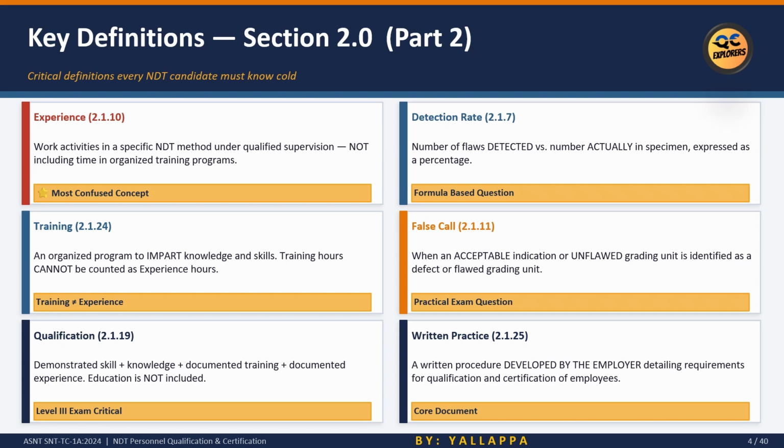Now another practical exam concept: detection rate. Detection rate is the number of flaws detected divided by the actual number of flaws present in the specimen. And false call means identifying an acceptable area as a defect. Too many false calls can fail the practical examination. Finally, written practice. This is the employer's master certification control document. Every qualification and certification system is controlled through the written practice.